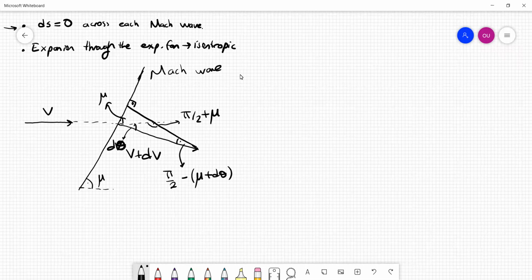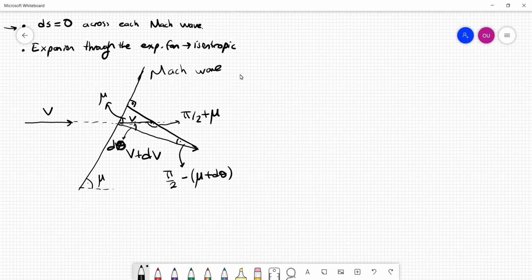So using this, we can actually, and by the way, this component will be equal to the original velocity here. So the triangle is such that this is also equal to V. So we construct this triangle like that.